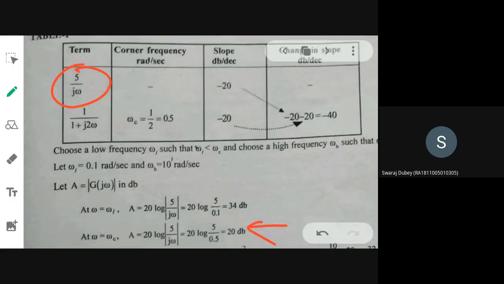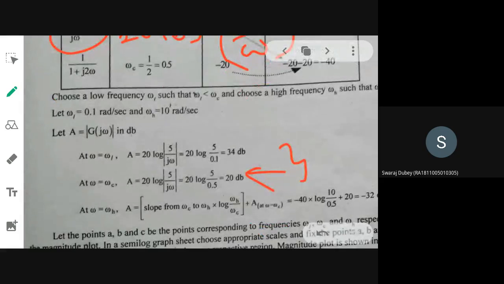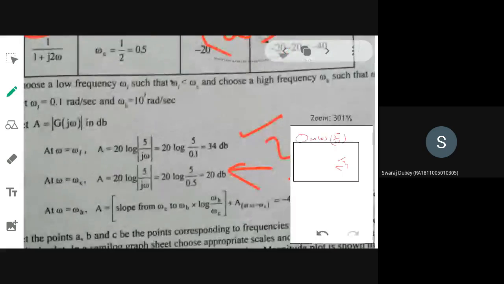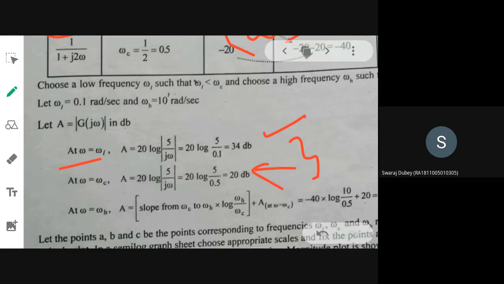5 by j omega, so 20 log 5 divided by omega. That will be the formula that you will be using up to the first corner frequency. Using that, you have calculated A at omega equal to 0.1 as 34 dB. And this is the corner frequency, that is 0.5. If you substitute that 0.5 here, you will be getting 20 dB.